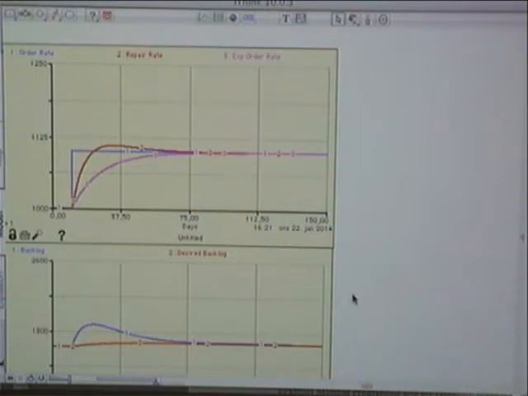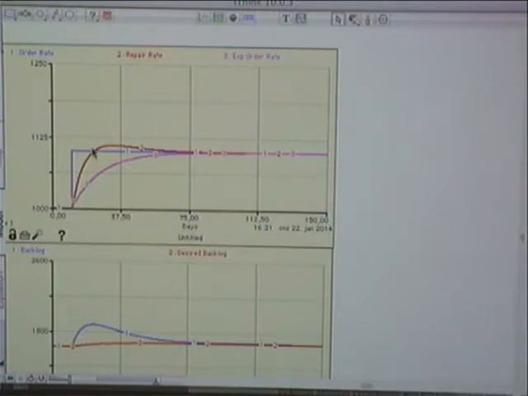How do we bring it down? By producing more than what we normally would have done. This means that the difference between the repair rate and the expected order rate, that difference constitutes my correction. Remember, I have a correction for the backlog.